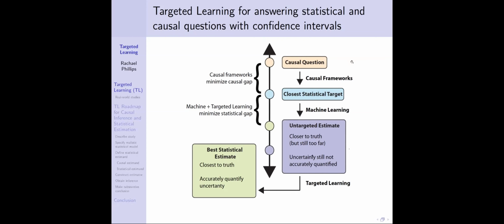Okay, so here on the screen, we have a flow diagram showing how we might start with a causal question, use causal frameworks to get to a statistical target, and we can use machine learning and targeted learning to approximate the answer to this statistical estimate. What this figure shows is a few different things that I want to point out. First, with this orange box in the causal question, we can use causal frameworks to minimize a causal gap or causal bias. This is a bias that's due to departures from causal assumptions not holding in our data.